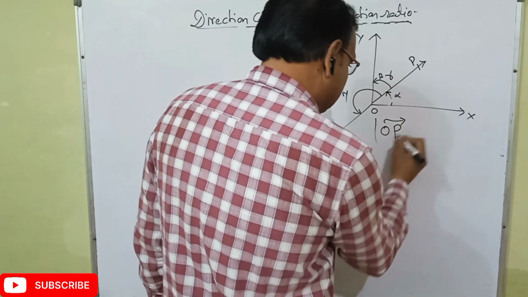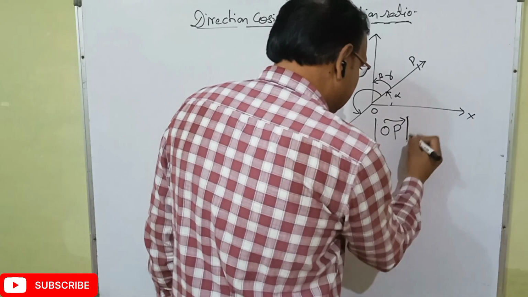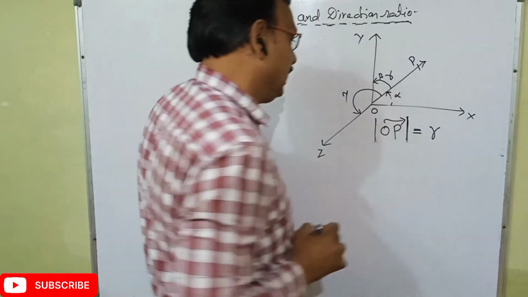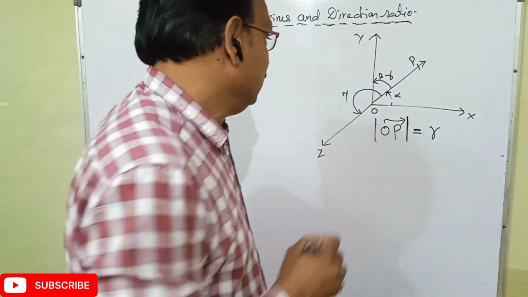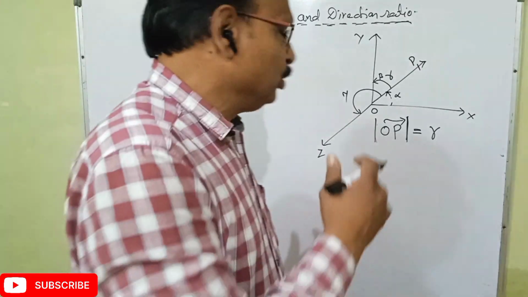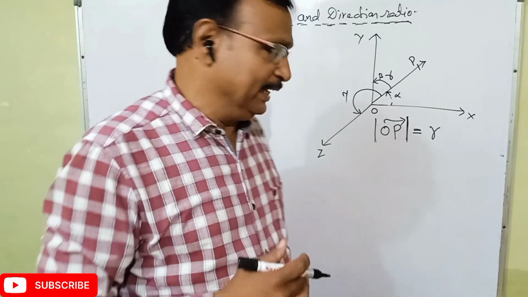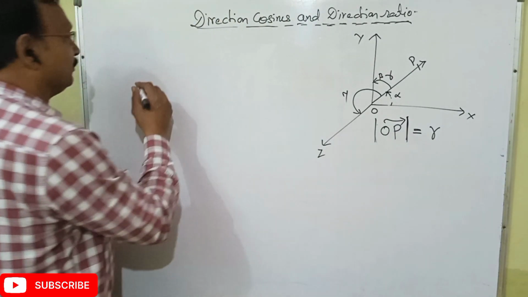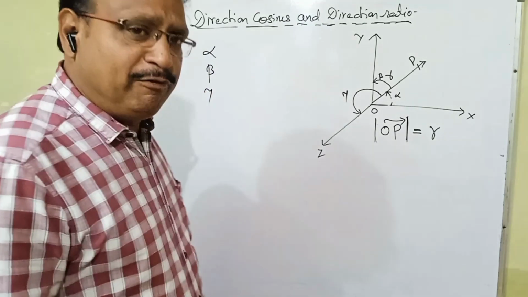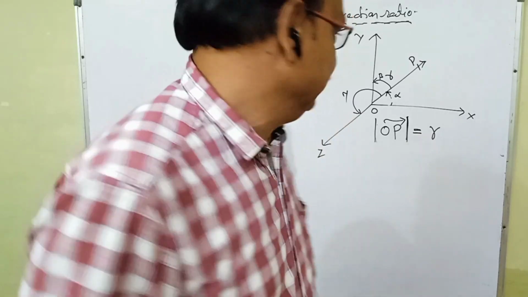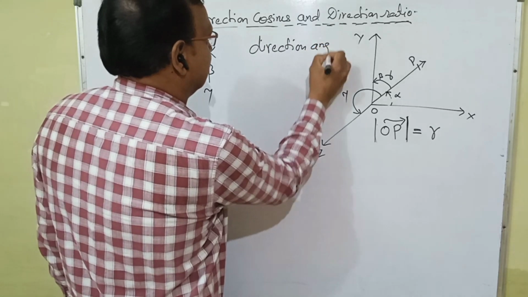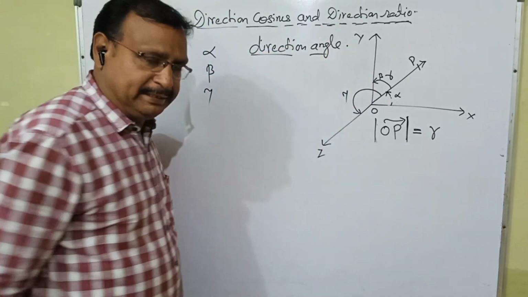OP vector is any vector which we have chosen, and R is its magnitude. The OP vector makes angles alpha, beta, and gamma with the mutually perpendicular axes x, y, and z. Alpha, beta, and gamma are said to be the direction angles of the OP vector.